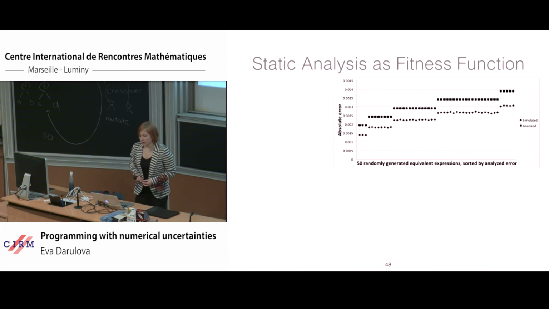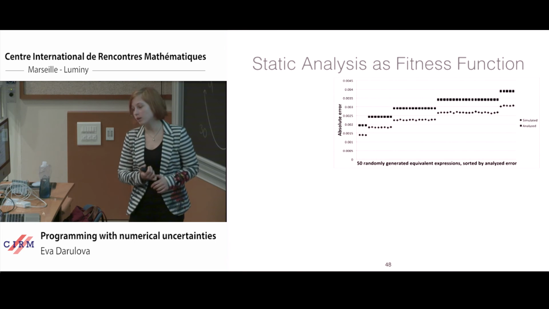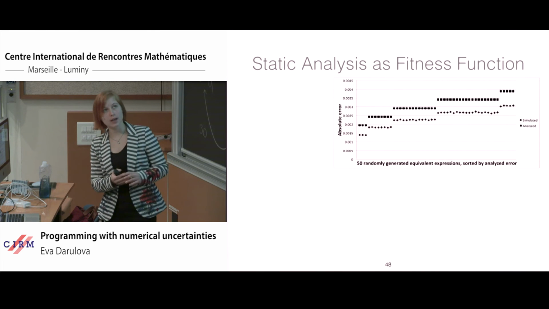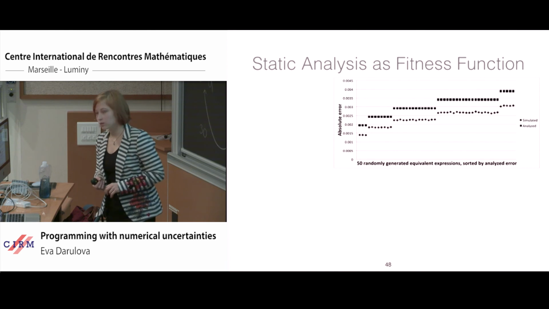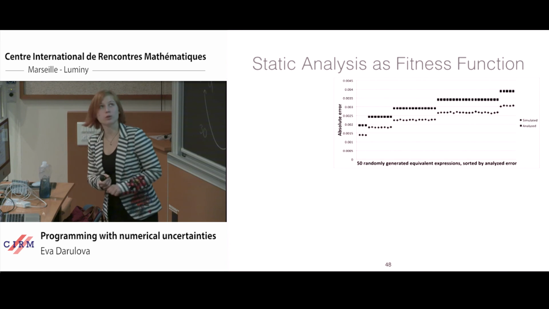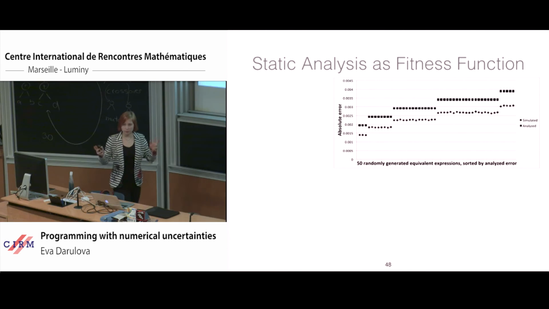So we did some initial experiments to check whether our fitness function was actually reasonable. This was for a linear benchmark, where the boxes are the errors that our analysis computes for different rewritings. Here I think it was 50 different rewritings. And the diamond tells you what the simulated, so an approximation of the true error was. And you can see that these match very nicely. So essentially this says when our analysis says expression A has a smaller error, then it is likely that it will have the smaller error also in reality.